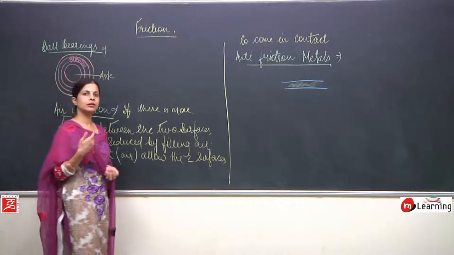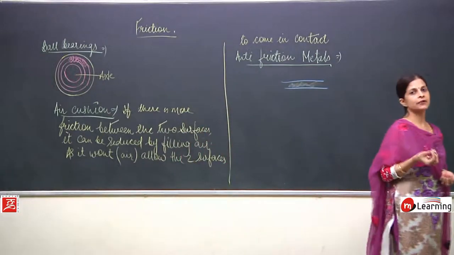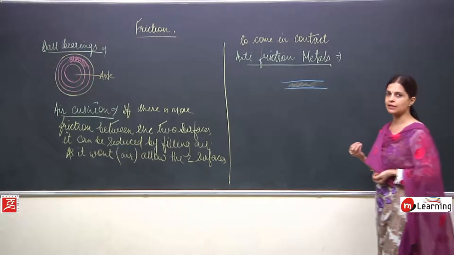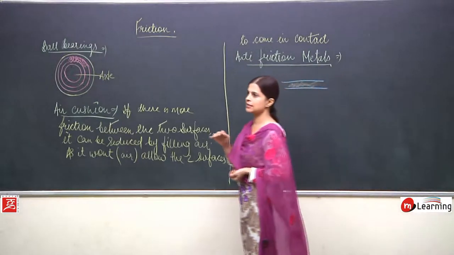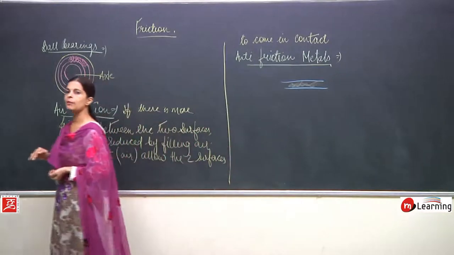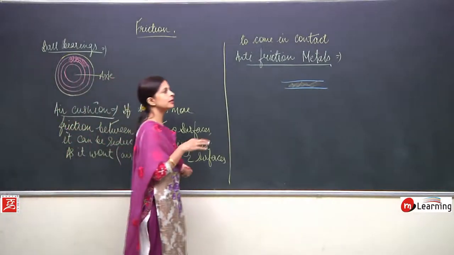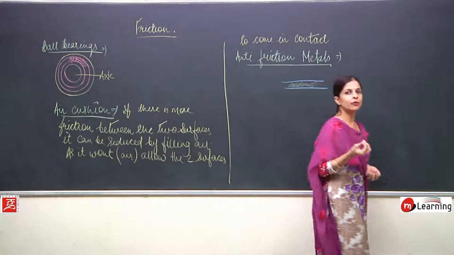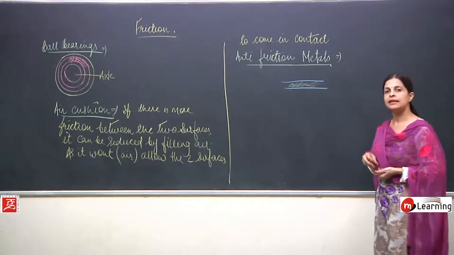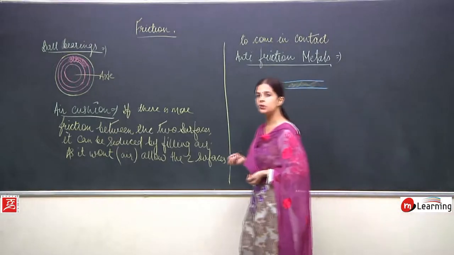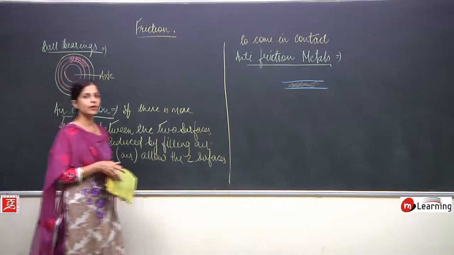So what is done? One surface is taken as lead instead of the steel surface. There are certain combinations which, if used properly, can reduce the friction. It is not that complete lead is taken, but a form of lead, the best way to say is alloys. So what are anti-friction metals? There are certain metals or alloys which reduce the friction, and so they are used in place of other metals.